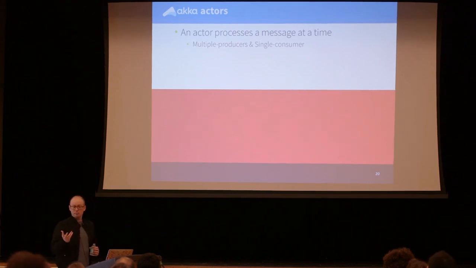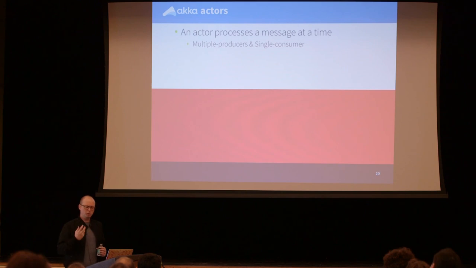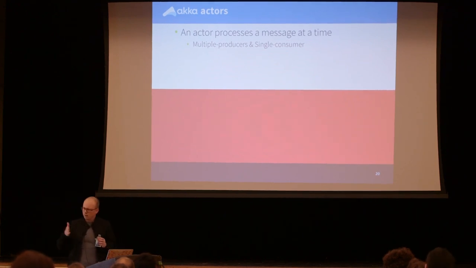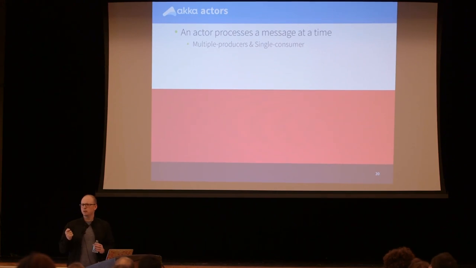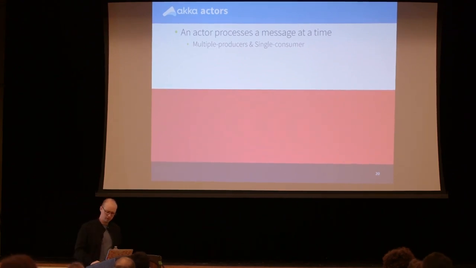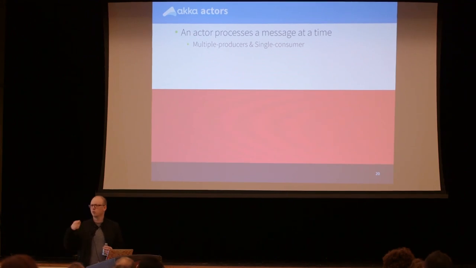So the actor can get messages, but it will only process one message at a time. It's a processor that processes one message at a time. And since it has an address, it doesn't know who will send it messages. It could be n number of other actors that send it messages, but it's a single consumer of these messages.